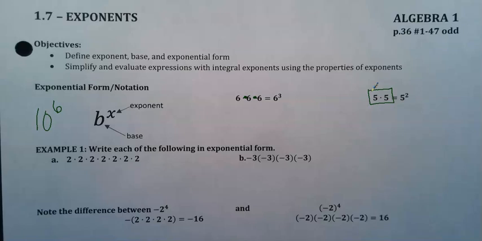All right, so example 1, write each of the following in exponential form. So how would you write A? 2 times 2 times 2 times 2 times 2 times 2 times 2. 2 to the 7th power? All right, because there's 1, 2, 3, 4, 5, 6, 7 2's. Very nice. How about B?